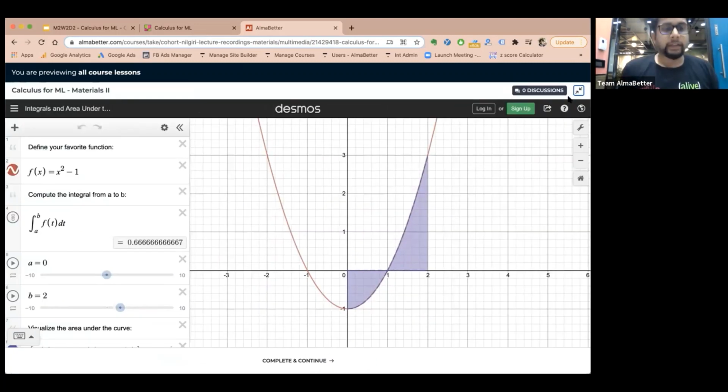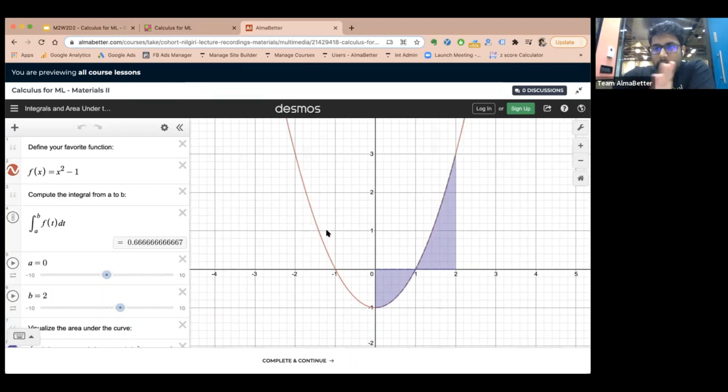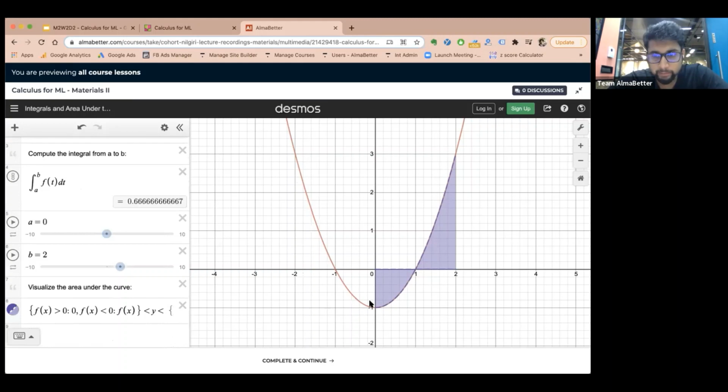Okay, so we can do some experiments on integrals and area under the curve as well, right? We'll try to just look at the definition and see if it holds. Here, I have defined a function x square minus 1, and the red curve is the graph. Let's say you want to take the integral from any two points A and B. Now we'll try to vary A and B and see how the area is changing.